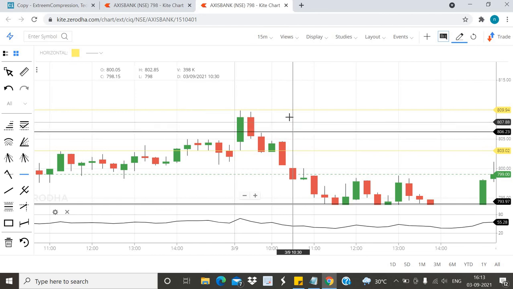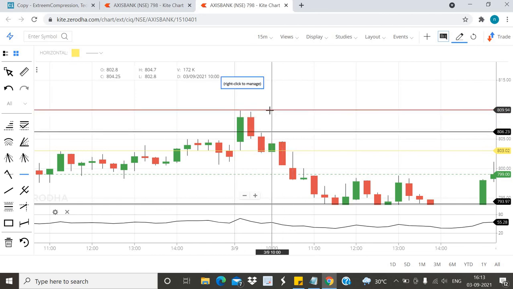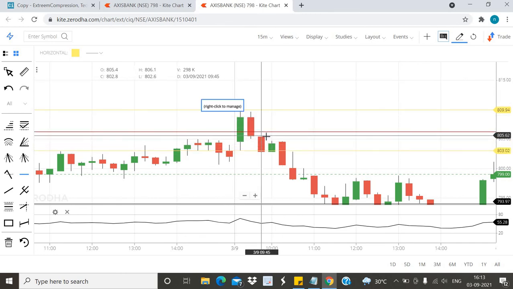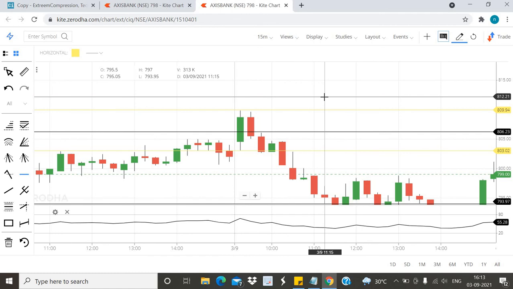We can also keep the stop loss as the high of the first 15 minutes candle. If it's too large, better to take the high of the candle which you are entering. This is for a sell setup.